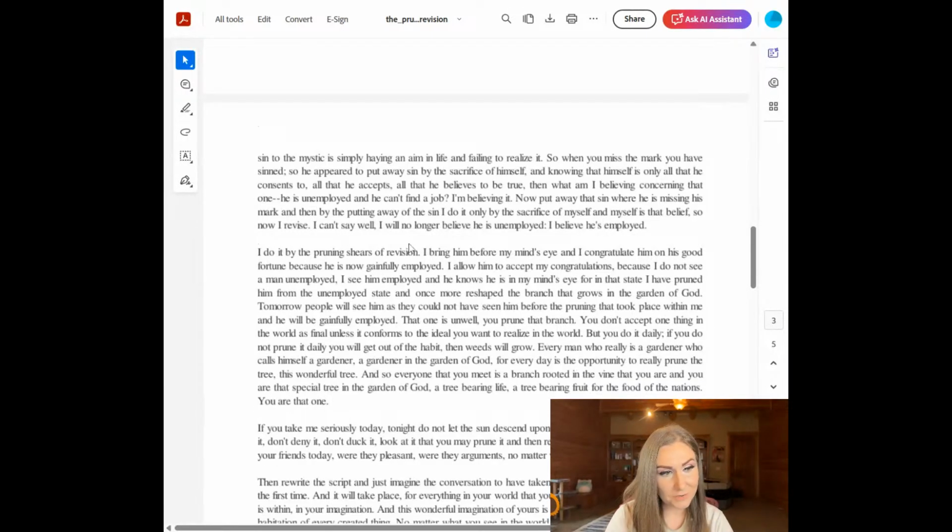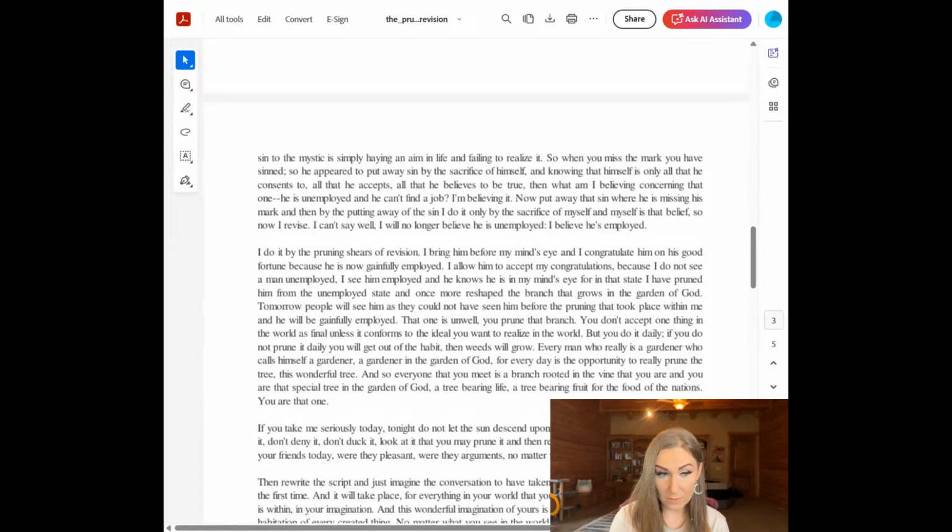I do it by the pruning shears of revision. I bring him before my mind's eye and I congratulate him on his good fortune, because he is now gainfully employed. I allow him to accept my congratulations, because I do not see a man unemployed, I see him employed. And he knows he is in my mind's eye, for in that state I have pruned him from the unemployed state, and once more reshaped the branch that grows in the garden of God. Tomorrow people will see him as they could not have seen him before the pruning that took place within me, and he will be gainfully employed.